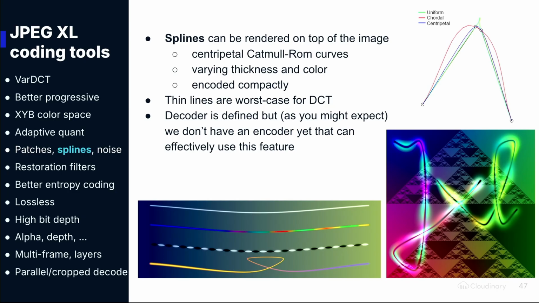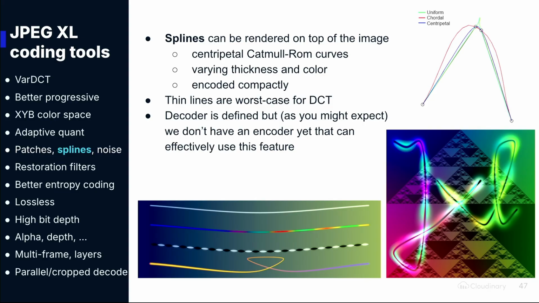This is probably a feature that we are not going to use for the next few years, but it's designed for the future. JPEG XL allows you to, instead of just describing the pixels, also signal splines, which are basically lines that are just painted on top of the image.